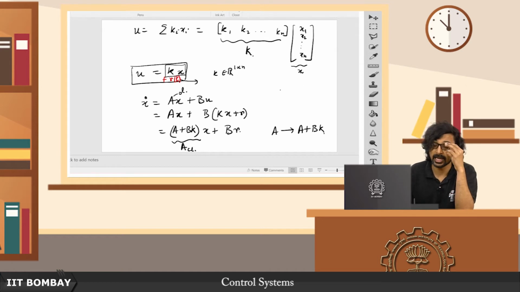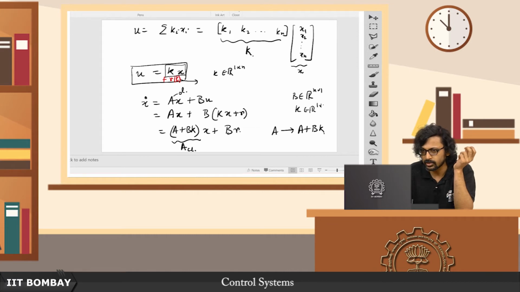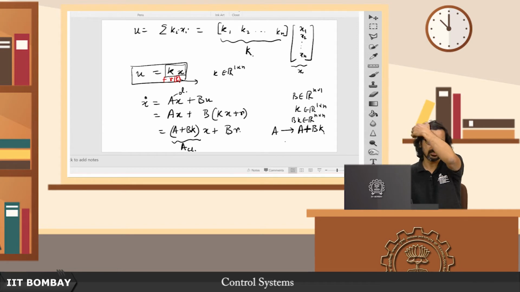You can check that the size of BK is n cross n, because B, remember, is n cross 1, K as I have said is 1 cross n, so BK is of course n cross n. So of course this addition is valid, it is always a good practice to check this. So as you go from open loop to closed loop, with the state feedback, it turns out that this A changes to A plus BK.